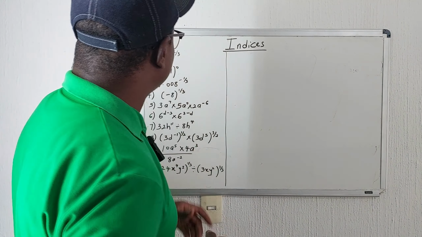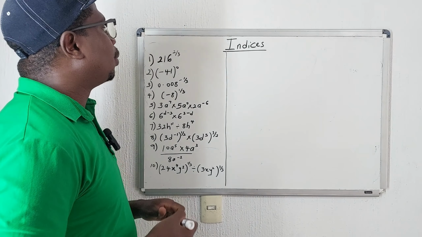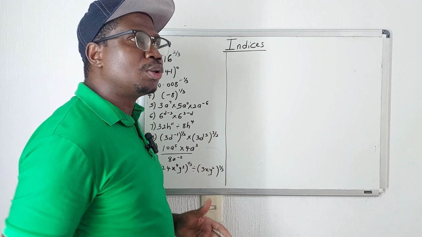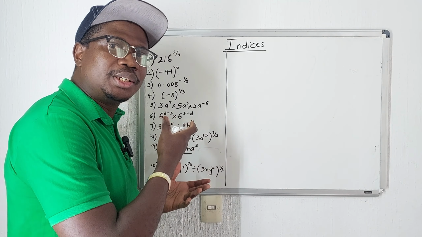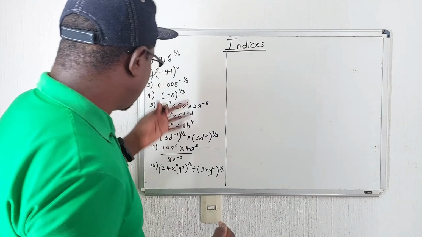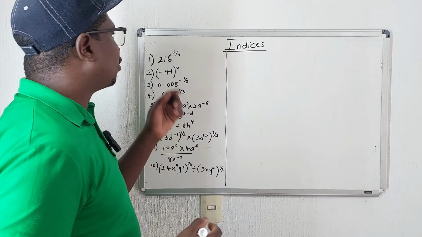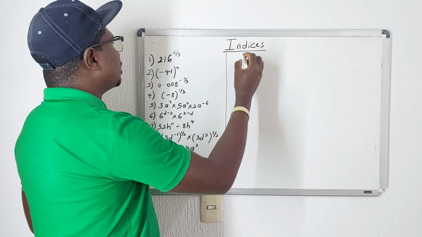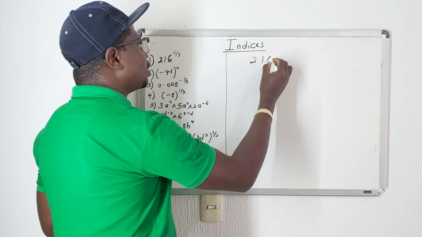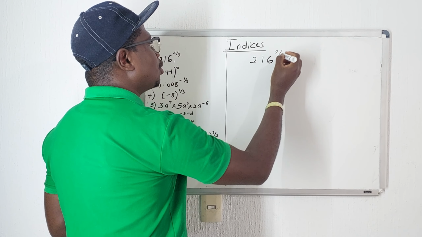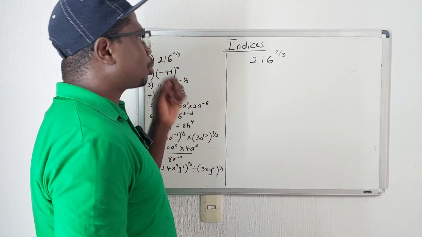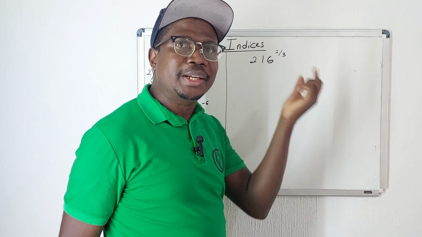So these are some of the questions we have here. We're going to use some of those 7 laws to solve these questions. You can see we have 10 questions here. To solve the first one, you can see it is 216 to the power of 2 over 3. You will call this the fractional index.